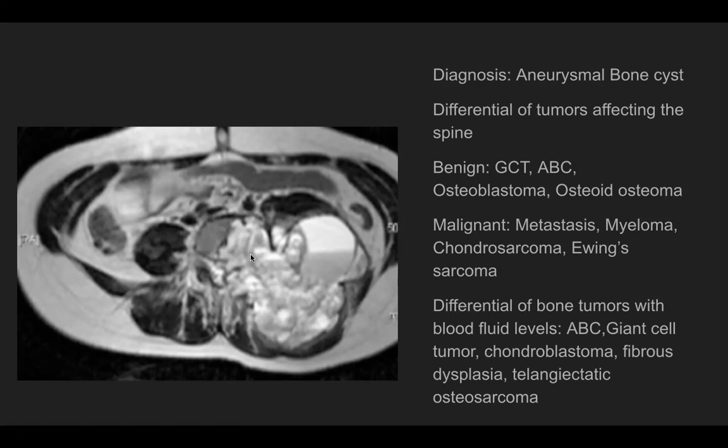Now, not just ABC or aneurysmal bone cyst, other tumors can also show blood fluid levels, such as telangiectatic osteosarcoma, and some other benign tumors, such as giant cell tumors, chondroblastoma, and fibrous dysplasia. They have a tendency to show secondary ABC changes within them. So in other tumors, if they are showing blood fluid levels, the blood fluid level will be limited to one portion of the tumor, because the rest of the portion will be solid. But in ABC, the entire tumor actually consists of spaces containing blood fluid levels. So this is an ABC.